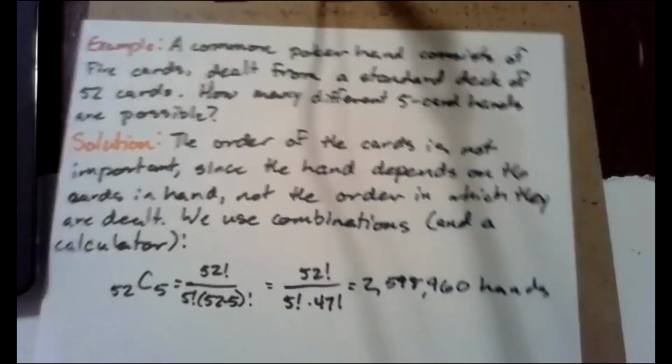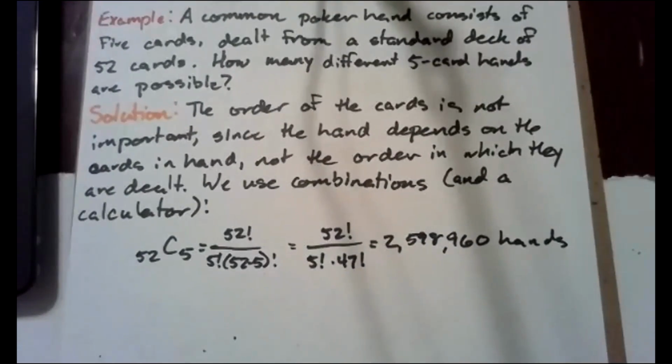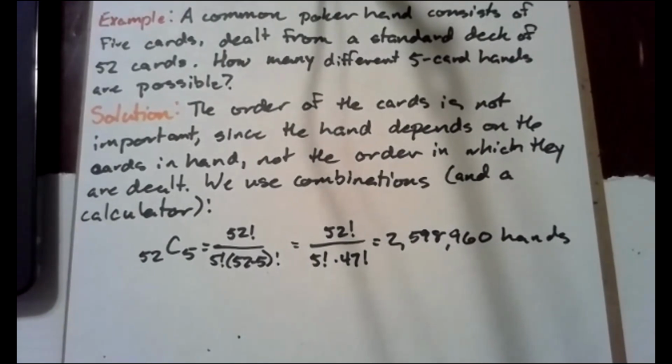We'll do one more example. A common poker hand consists of 5 cards dealt from a standard deck of 52 cards. How many different 5-card hands are possible? The order of the cards is not important since the hand depends on the cards in hand, not the order in which they are dealt. We use combinations and likely a calculator or Google.